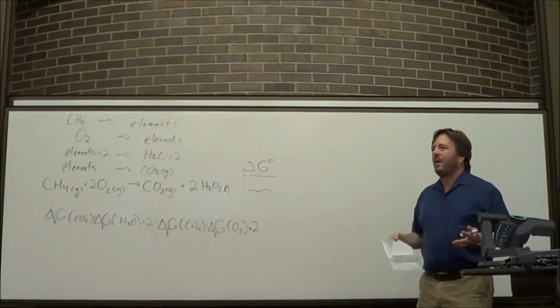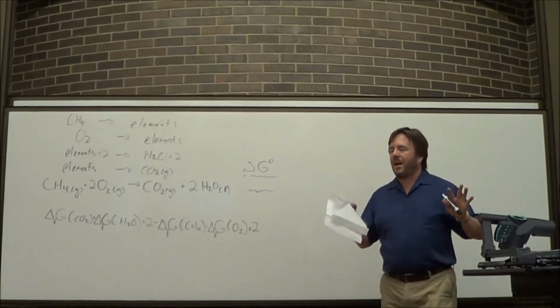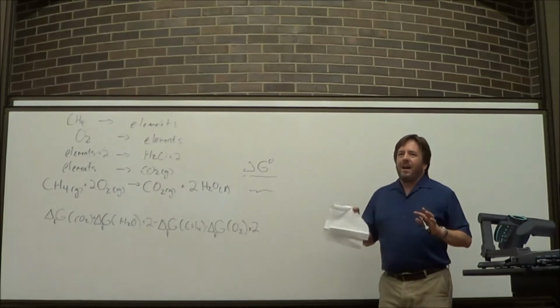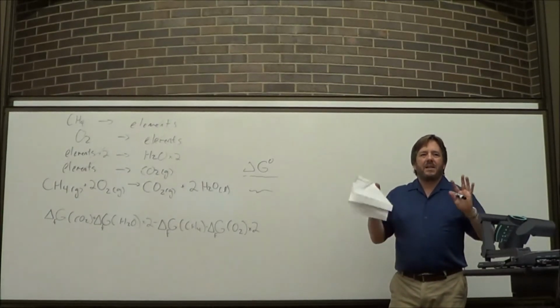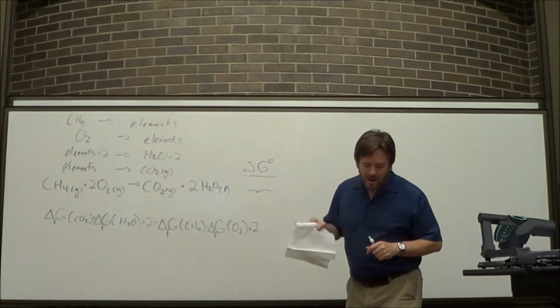But remember that's not real. I don't know why we even, nothing against Germain Hess. He was a circus clown, I think I mentioned that before. But nothing against him, it's just a statement of the first law. I don't know why we let him have a law.